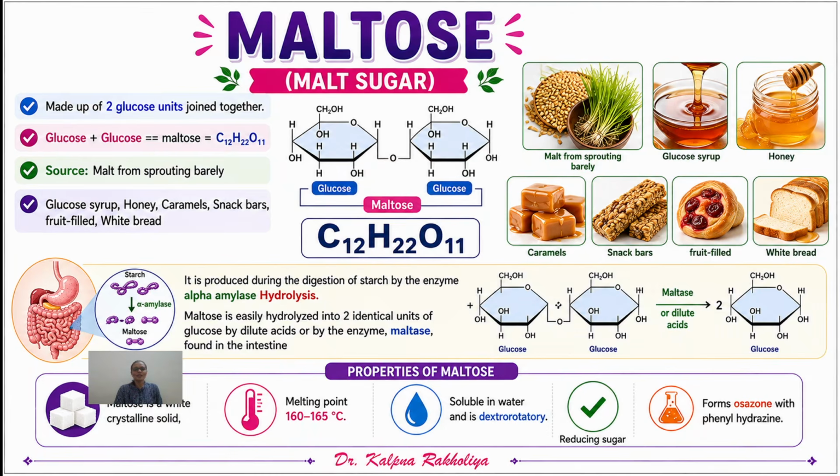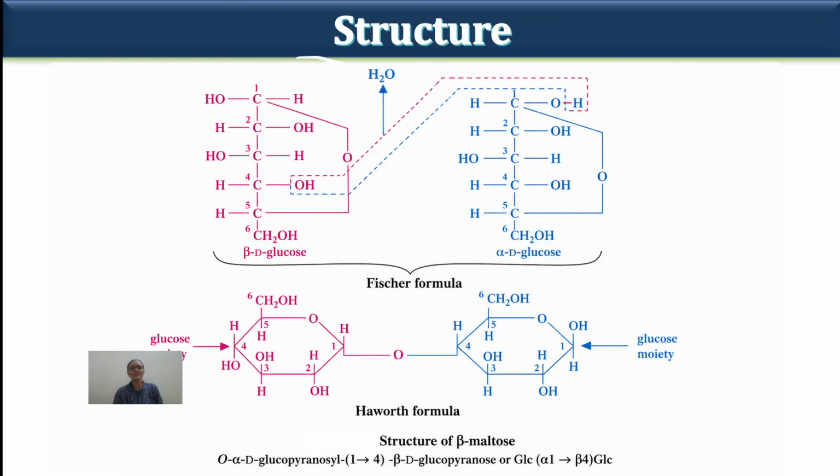What are the properties of maltose? Maltose is crystalline and solid in form. It has a melting point of 160 to 165 degrees Celsius, is soluble in water, and is dextrorotatory. It is a reducing sugar, and it forms osazone when reacted with phenylhydrazine. This is the structure of maltose.